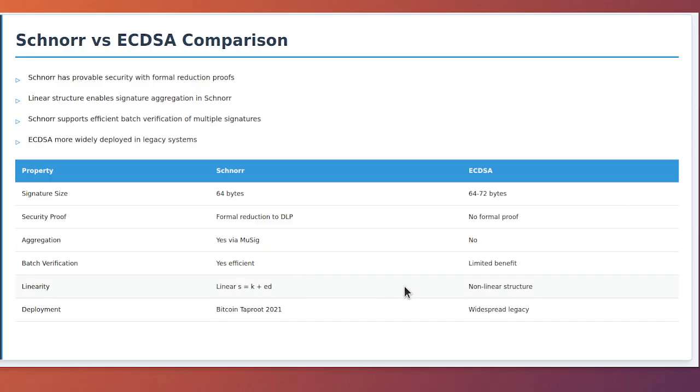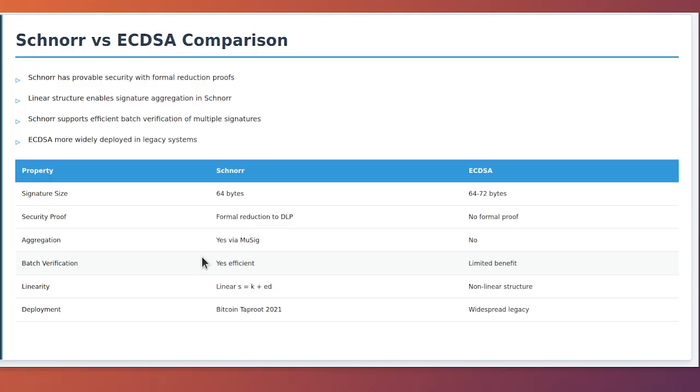Security proofs are another area where Schnorr has a significant advantage. Schnorr signatures have a formal security proof showing that forging a signature is as hard as solving the discrete logarithm problem, assuming the hash function behaves as a random oracle. This proof is a reduction proof, meaning if you could forge Schnorr signatures, you could use that ability to solve discrete logarithms, which is believed to be hard.